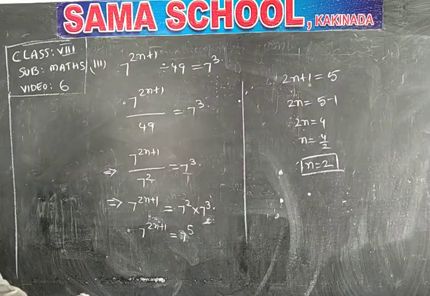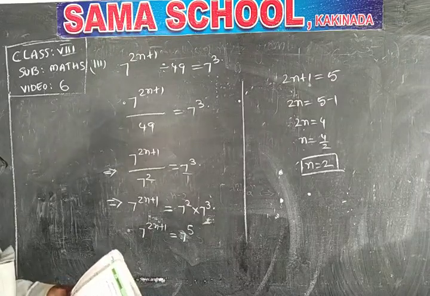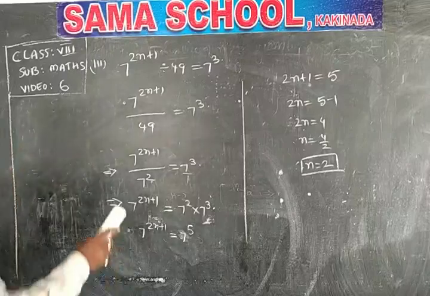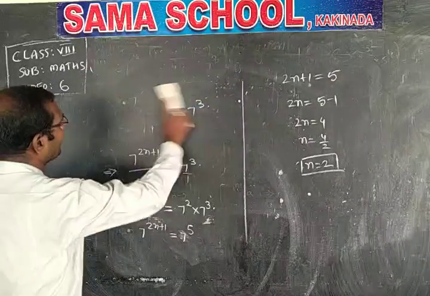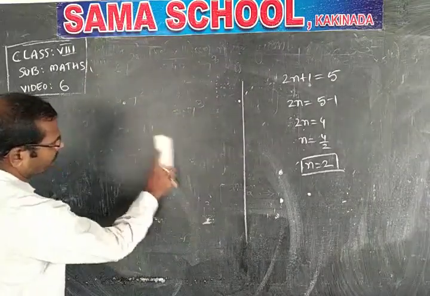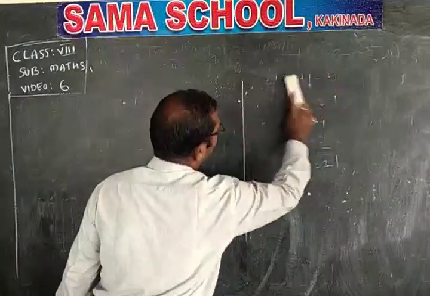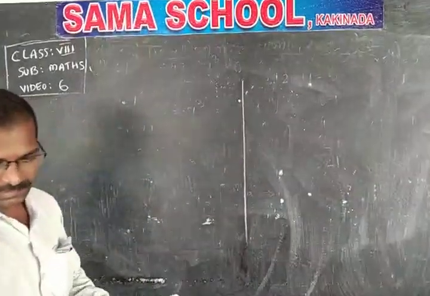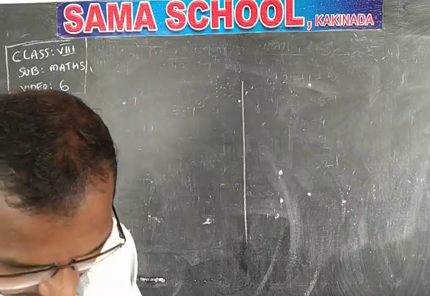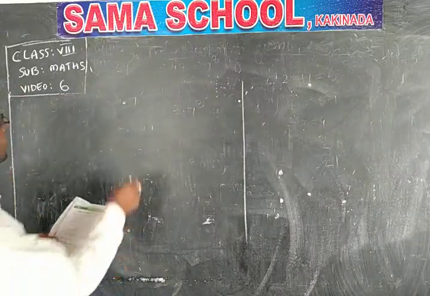Now let us see the 7th sum. Only one sum is given in the 7th Roman. Only one sum given. What is that?